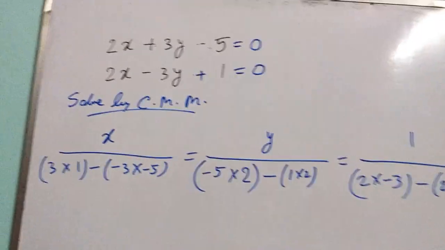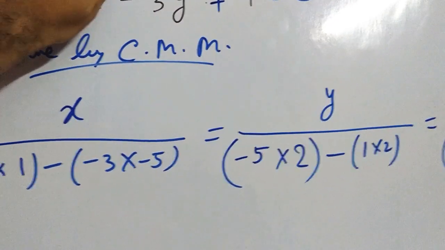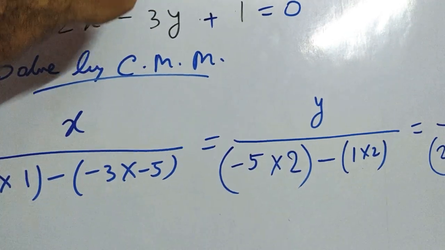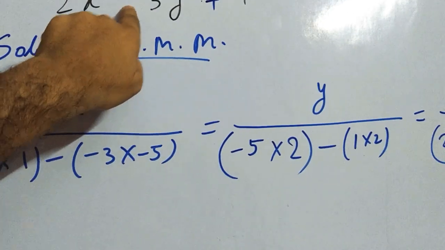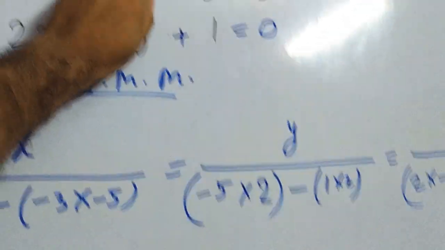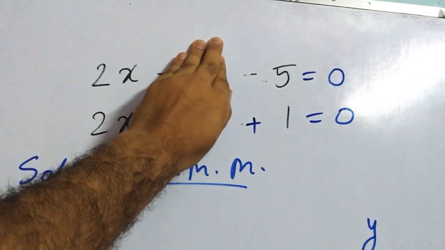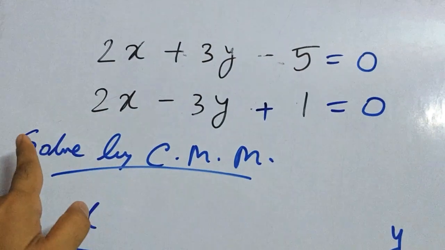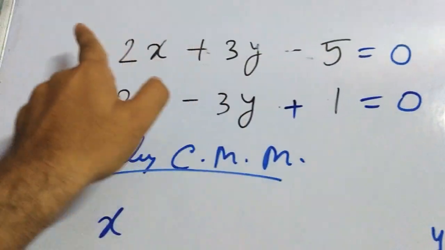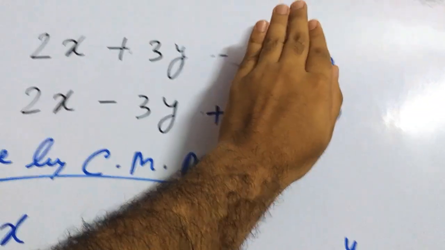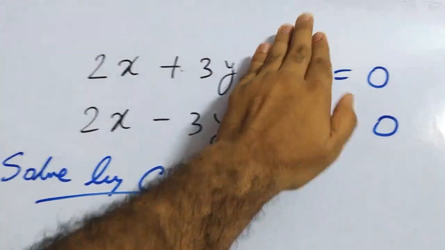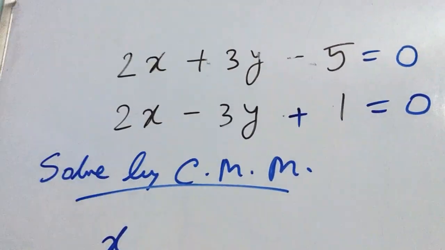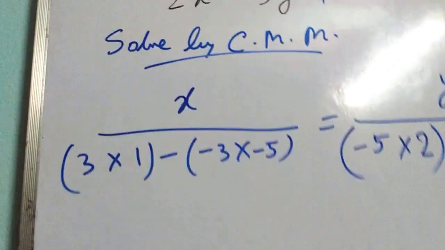Again I am repeating: by covering up x, the first at the right hand side top is 3, so start by 3, and 3 into 1 minus of minus 3 into minus 5. Then cover up y: minus 5 into 2 minus of 1 into 2. Then cover up the constant part: 2 into minus 3 minus of 2 into 3. Okay, so let us do the calculation here.